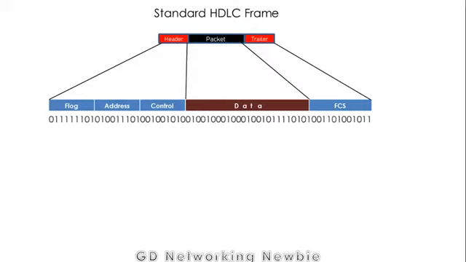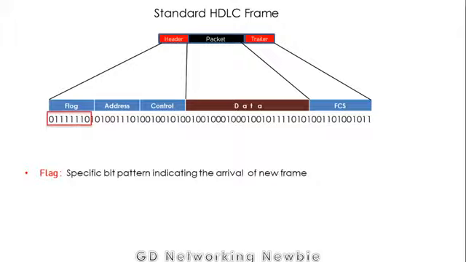And all these fields are actually represented as zeros and ones. And these fields have some information to convey with the help of these zeros and ones. First of all, the flag field. The flag field has some specific bit patterns indicating the arrival of a new frame. This indicates the start and the stop of the frame. So you can see this specific bit pattern actually indicates something special.